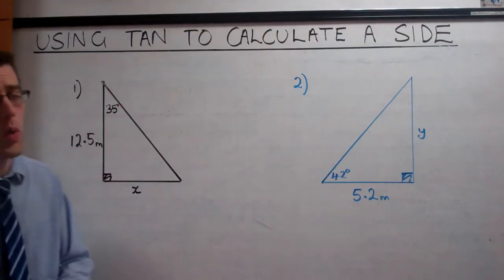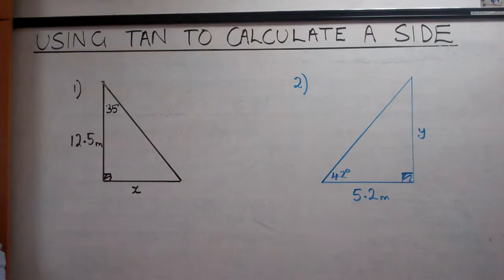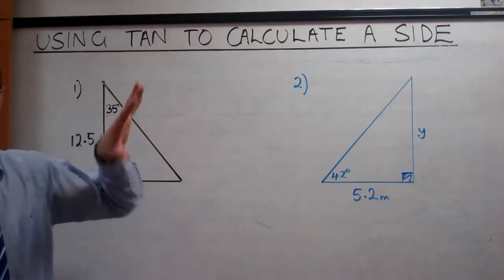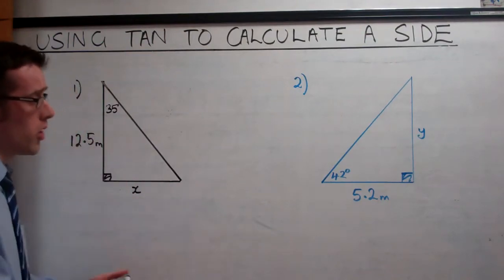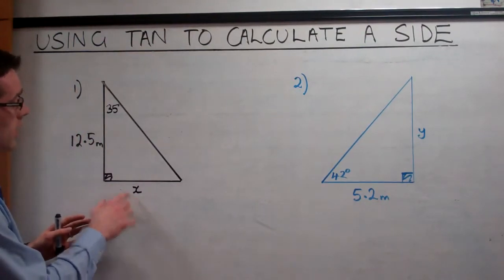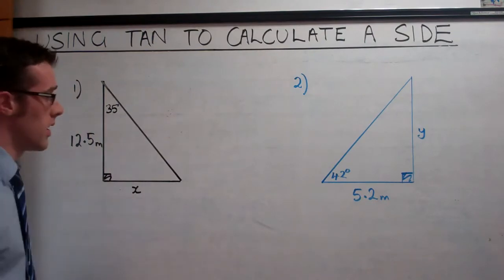Right, welcome to the video on how we're going to use the tangent ratio to calculate a side. Now we use the word tan instead of tangent, which would be the full word. And the tangent ratio is a special ratio between the opposite side and the adjacent side in a triangle.